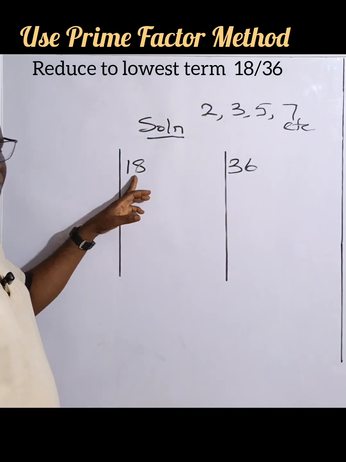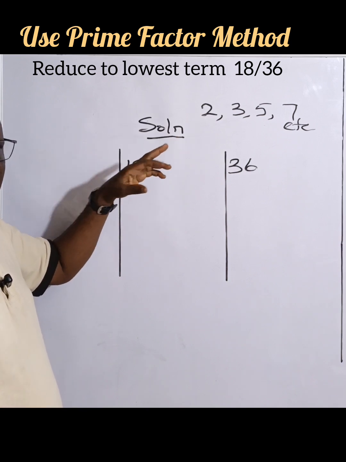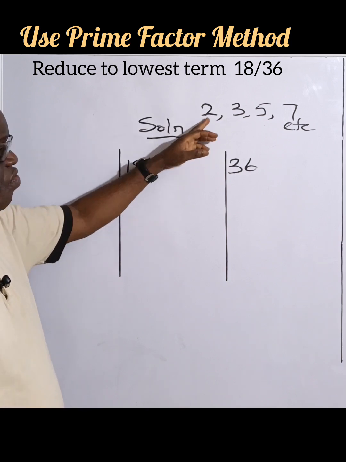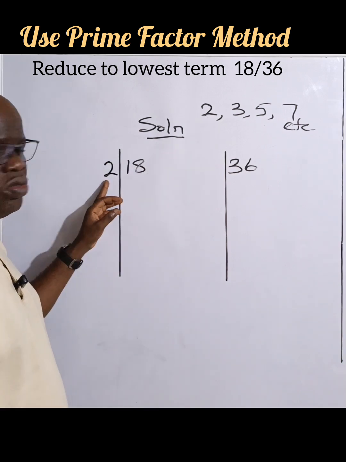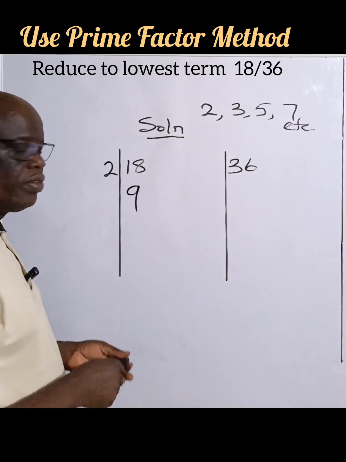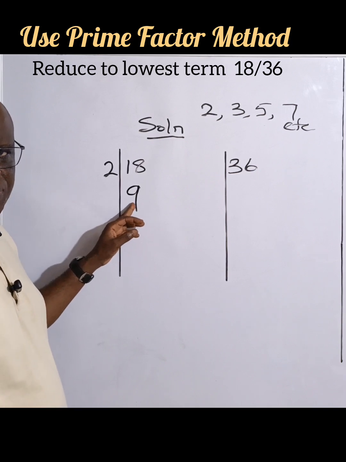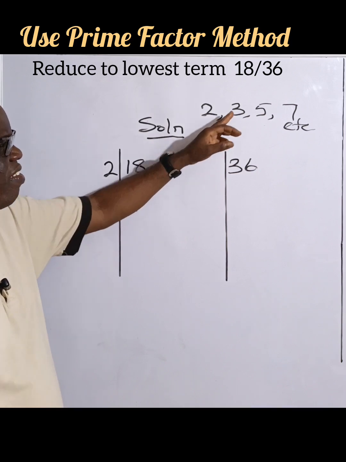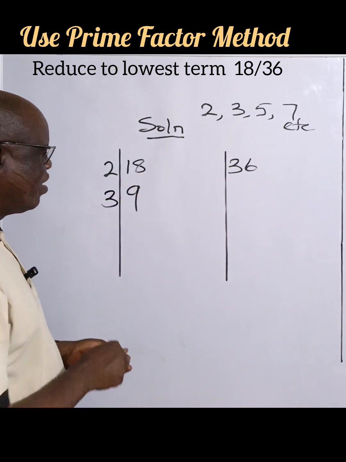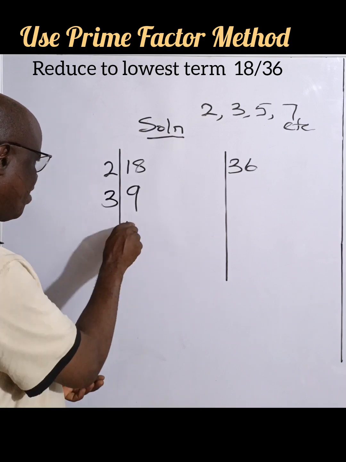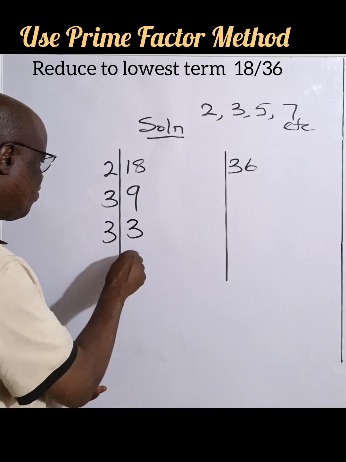Now, this is 18 in the numerator. You start with the lowest prime number that can divide 18, and that is 2. So put your 2 there. Now divide 18 by 2, you have 9. Now you cannot use 2 further because if you divide 9 by 2, you have a remainder. So you go to the next prime number, which is 3. Use 3 to divide it. 9 divided by 3 is 3. You can still use 3. 3 divided by 3 is 1.